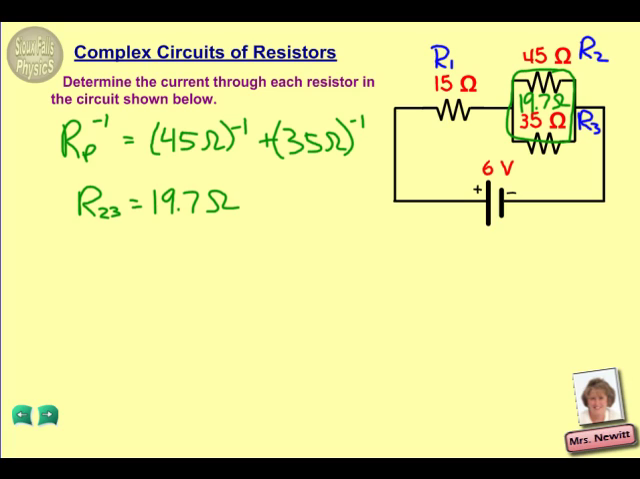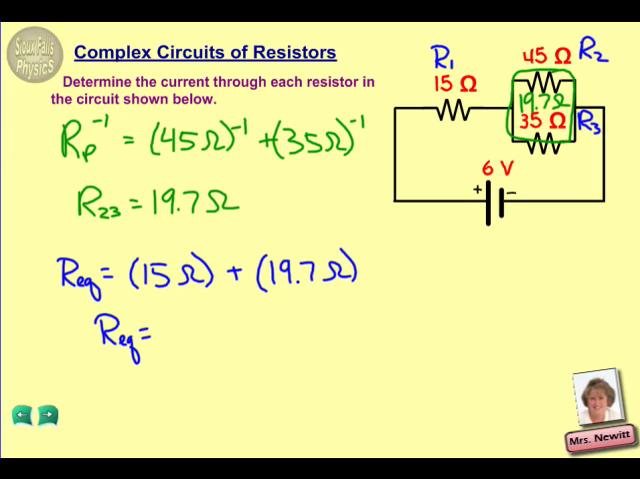So now we can think of this combination here as being 19.7 ohms for the two together, and that means that our equivalent circuit is really resistor 1 of 15 ohms in series with the resistors 2 and 3, which are 19.7. So to find our equivalent resistance for the entire circuit, we'll be looking at 15 ohms, and because they are in series, we would simply add them together, added to 19.7 ohms, and that means that our equivalent resistance is 34.7 ohms.